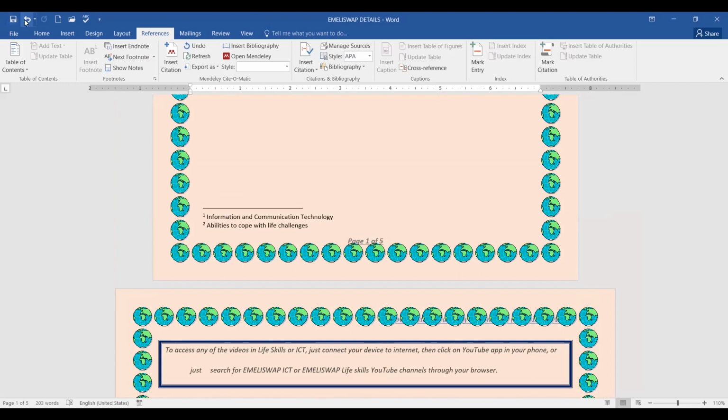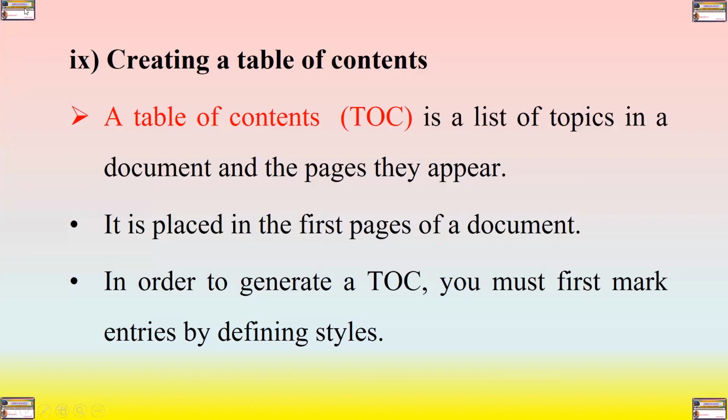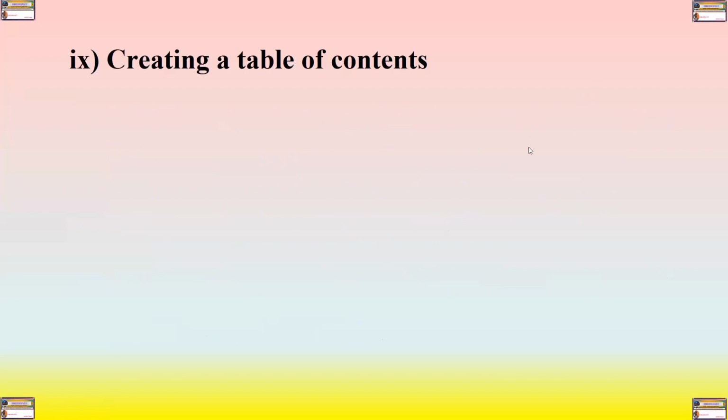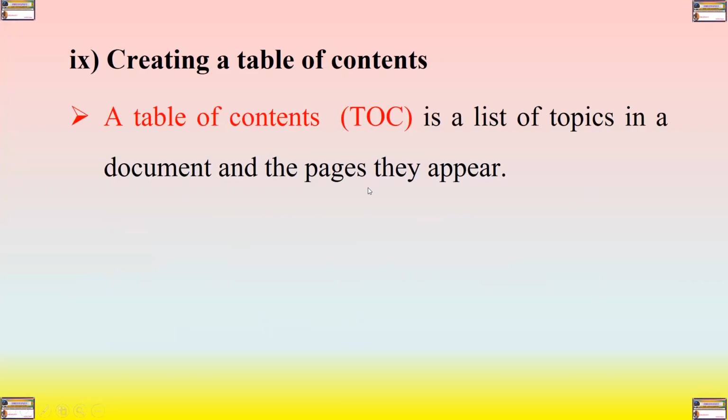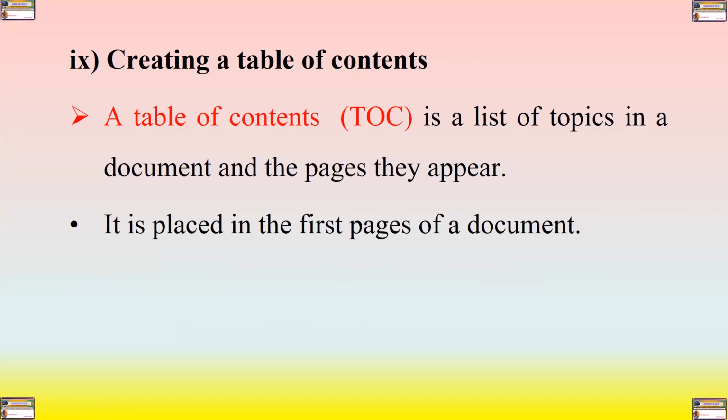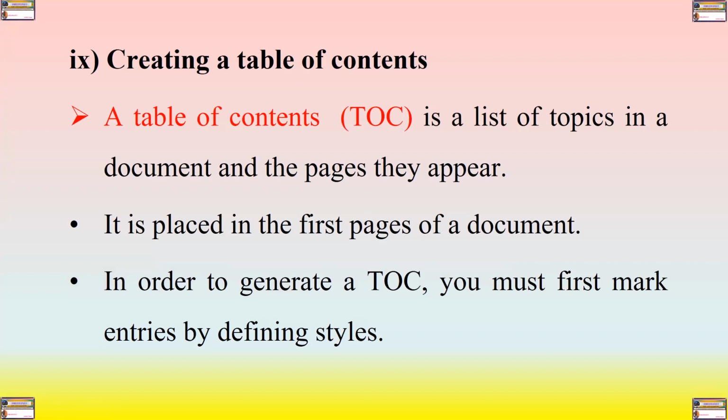And you save your changes. The last thing we can do under formatting our page or our document is creating a table of contents. A table of contents, abbreviated as TOC, is a list of topics in a document and the pages they appear. It is placed in the first pages of a document. In order to generate a table of content, you must first mark entries by defining styles.